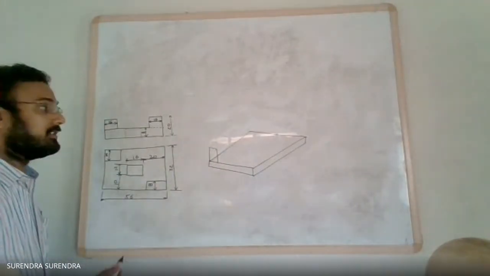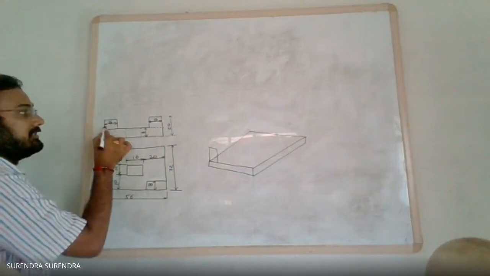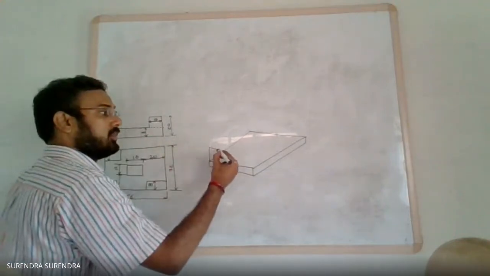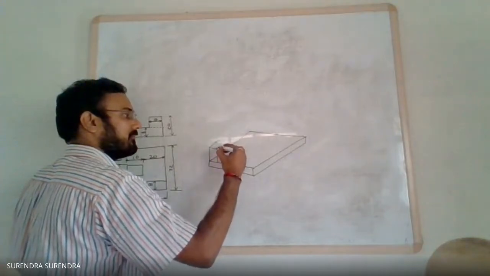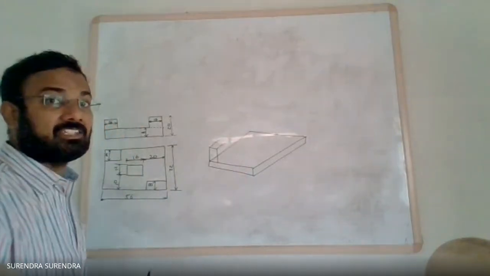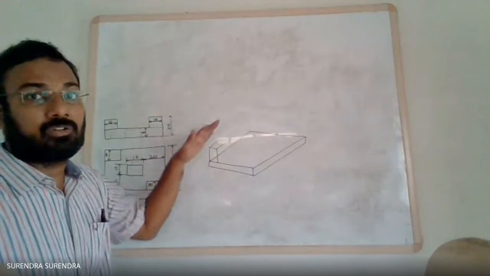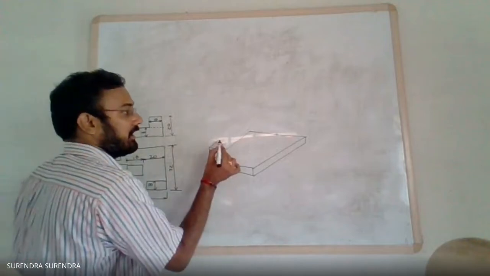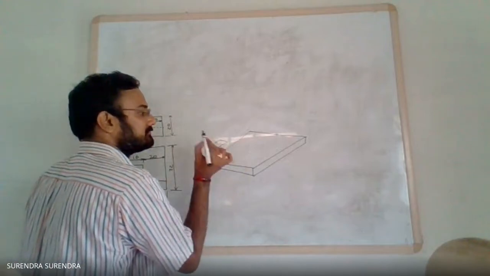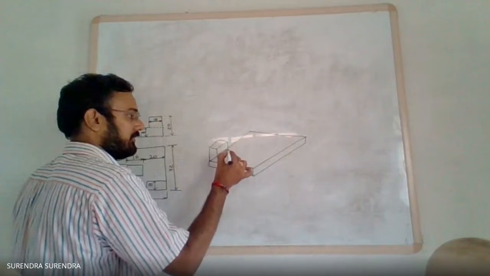Draw this. Next, this width is 16 mm. So from these two corners also draw a 16 mm long line in 30 degrees inclination, and join these end points. Next, draw a vertical line from here.